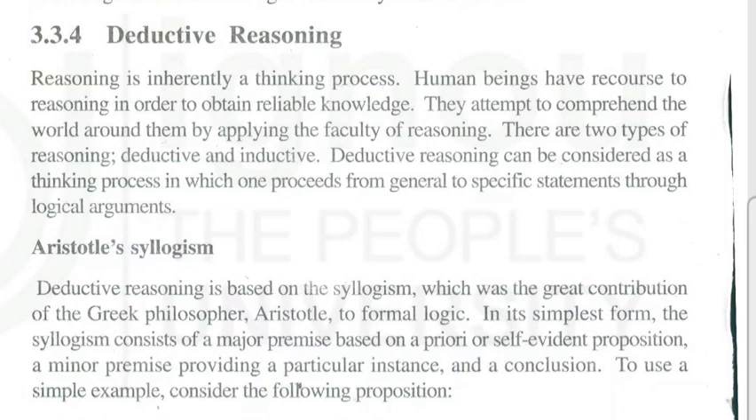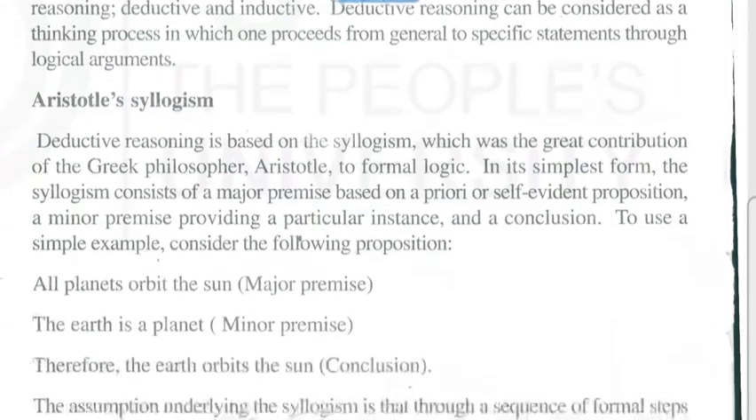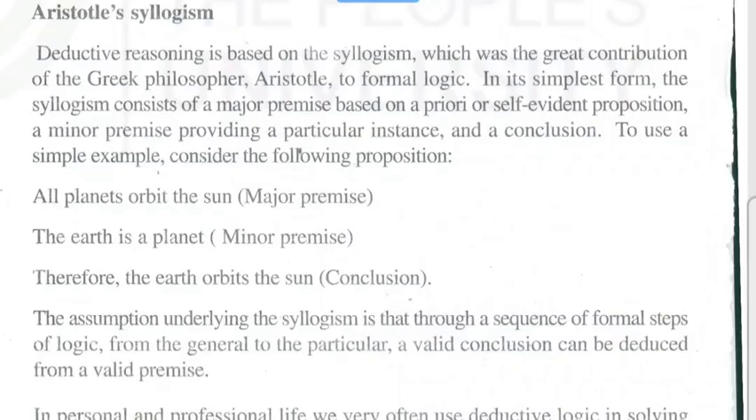Deductive reasoning can be considered as a thinking process in which one proceeds from general to specific statements through logical arguments. Aristotle's syllogism: deductive reasoning is based on the syllogism, which was the great contribution of the Greek philosopher Aristotle to formal logic. In its simplest form, the syllogism consists of a major premise based on an a priori or self-evident proposition, a minor premise providing a particular instance, and a conclusion.